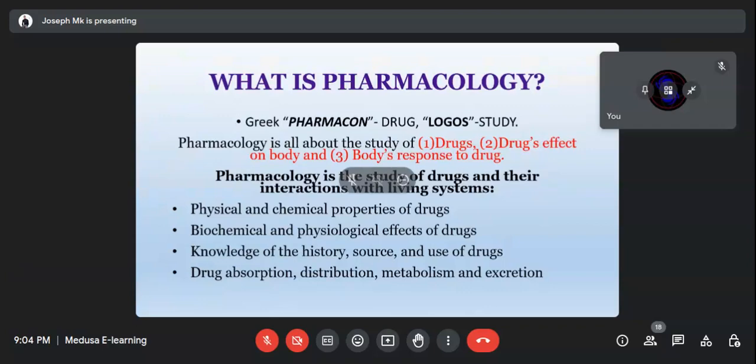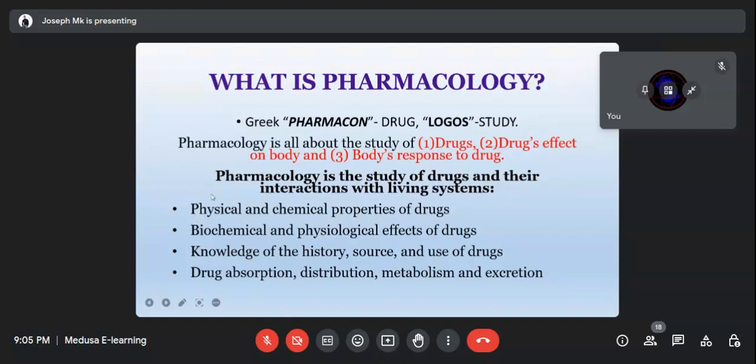So we need to understand what a drug is. We also need to understand how the body is going to respond once you take that drug. And that drug which has entered your body, what is it that it is going to do in the body? So those are some of the things that we are really going to focus on.